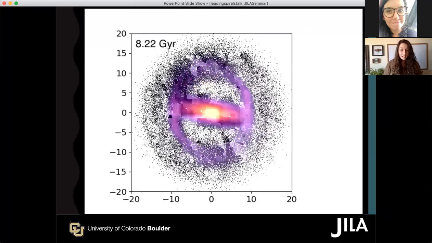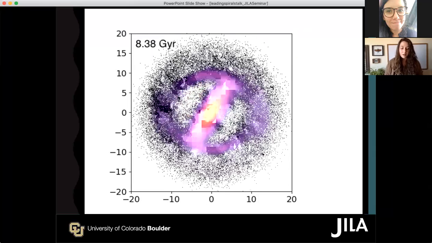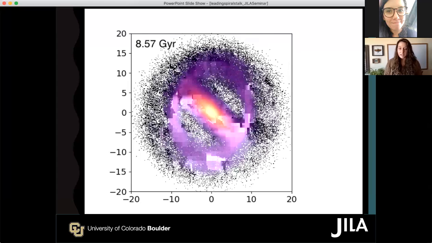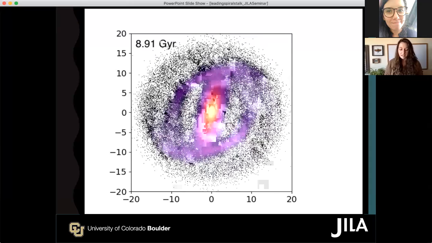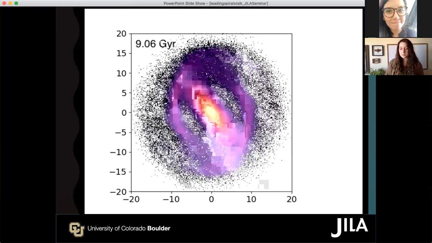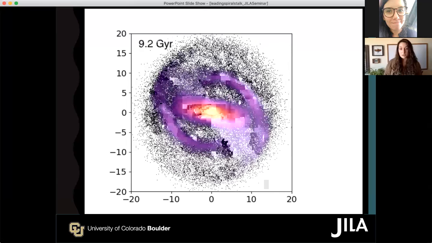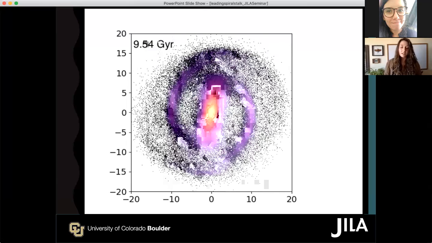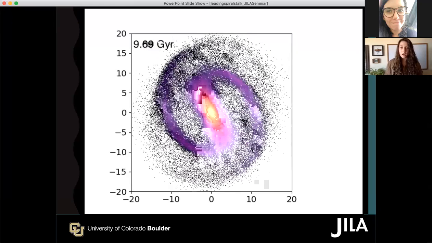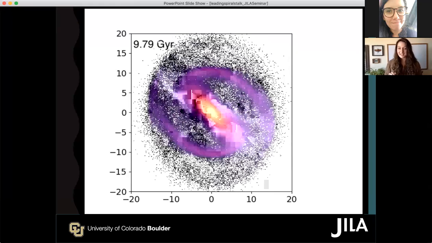Around 9 gigayears, the bar undergoes the second buckling instability. The weakening of the bar here results in the detachment of our leading arms, and as I described, the pattern speed of the wave is larger than the bar, so that's why they wrap around, and they are really just transient features here. These are not actually trailing spiral arms at the end.